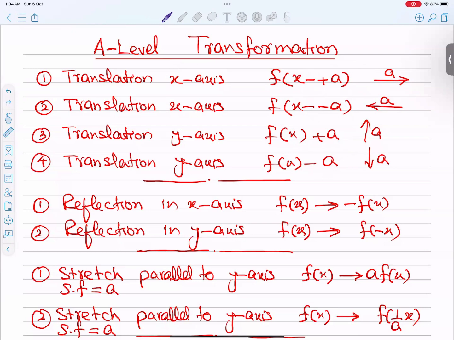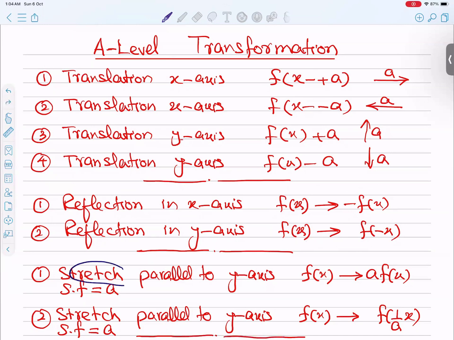So this is a translation. What about reflection in the x-axis? We multiply the whole equation by a negative sign. And what about reflection in the y-axis? We replace every x by minus x. So here, multiplying the whole equation by negative. Here, replace every x by minus x.